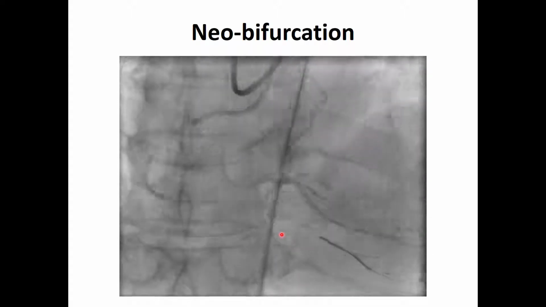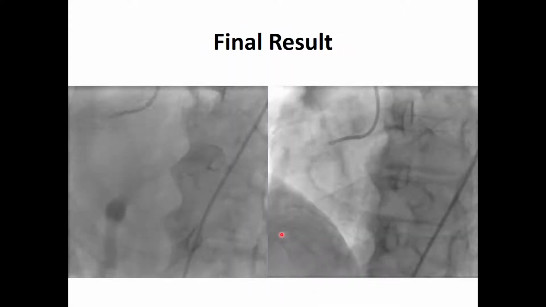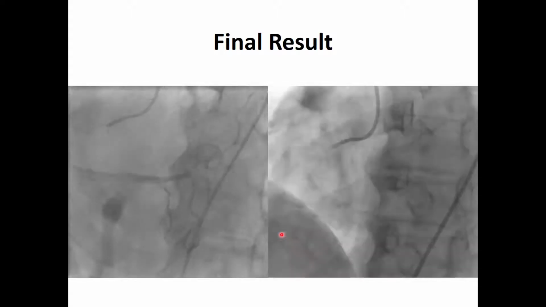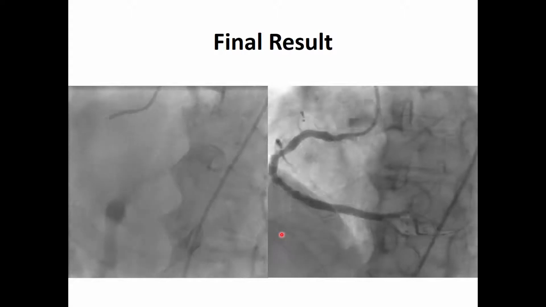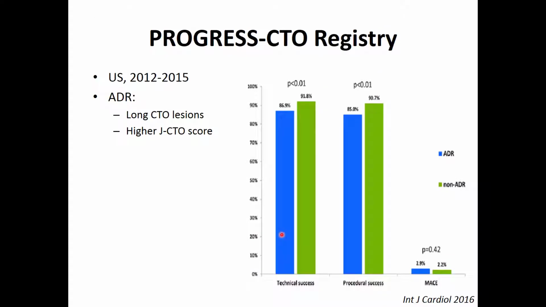So the antegrade dissection and re-entry dedicated system uses the Crossbuss catheter, Stingray balloon, and the Stingray wire. Of course, in the PROGRESS CTO registry, antegrade dissection and re-entry was mainly used for long CTOs and higher Japanese CTO scores, 3 or more. And of course, when you use the ADR, you have a lower technical and procedural success rate.